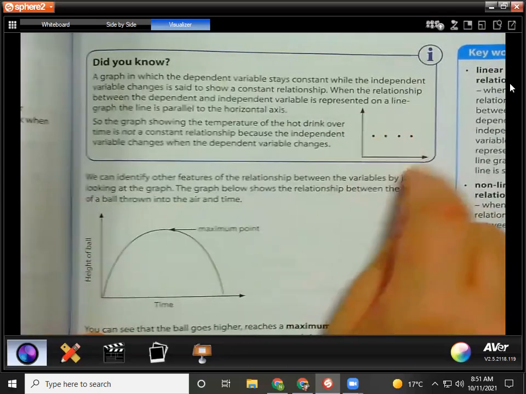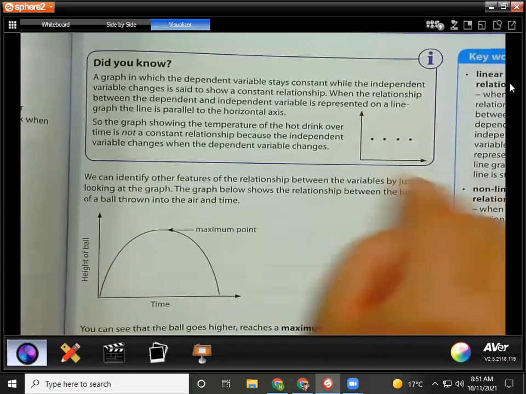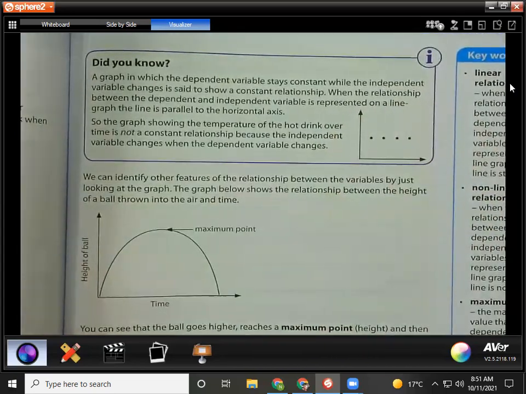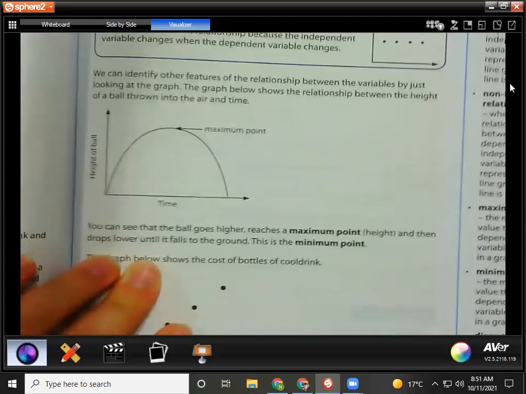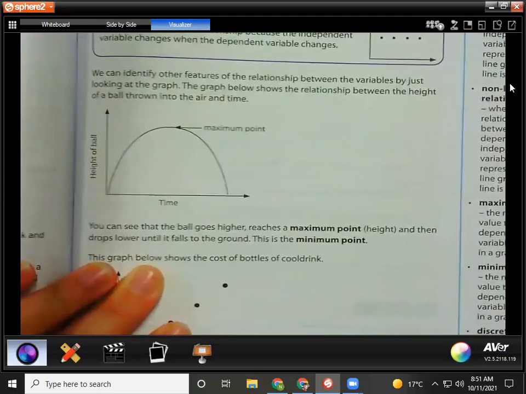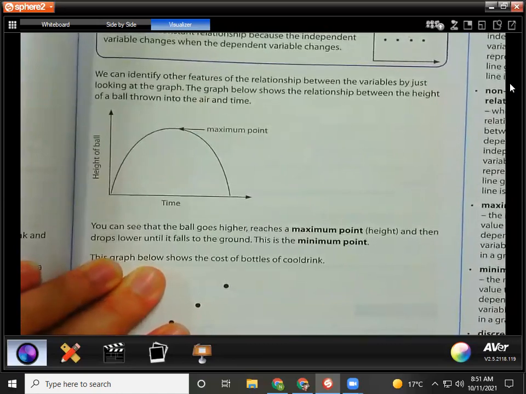Here we have just an example. So this is where we have all these dots. This is exactly like that shoe size one. It carried on going up, up, up, and then once she reached a certain age, it was just constant. Then they're saying we can identify other features of the relationship between the variables by just looking at the graph.